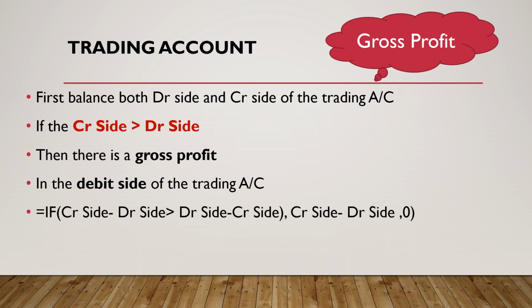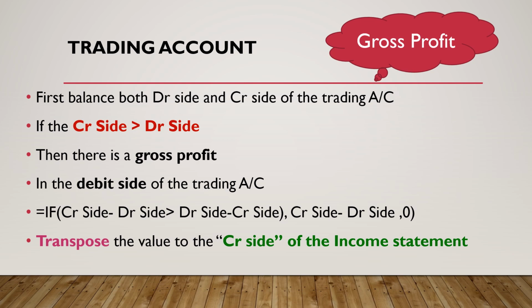If the credit side has a higher difference, then we have to subtract the debit side from the credit side. In other words, credit side minus the debit side. And if this figure is greater than the difference between the debit side and credit side, then we are going to put the credit side minus debit side difference, in other words, the credit side value. If not, we have to put 0. After calculating the gross profit, we have to transpose the value to the credit side of the income statement.